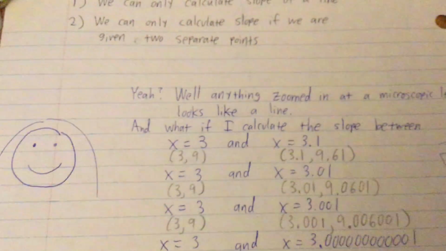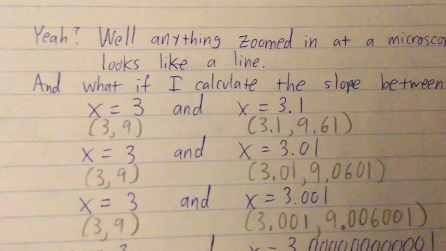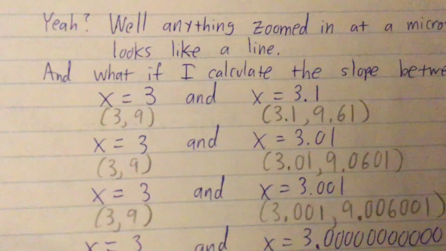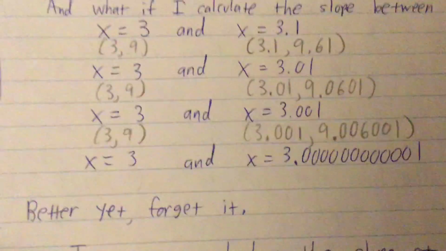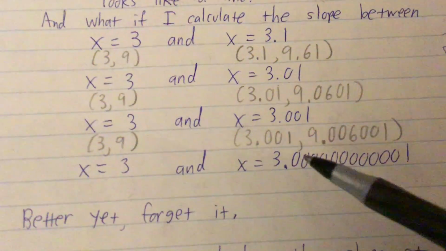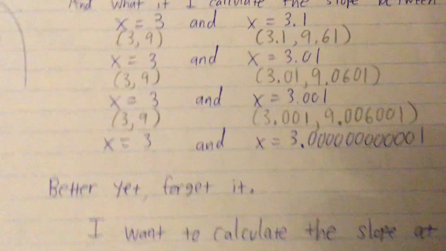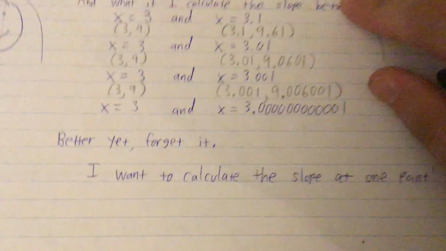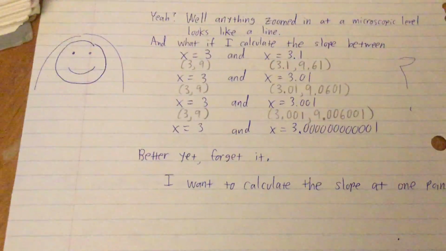So, to your logic, if I calculate the slope between x equals 3 and x equals 3.1, those are two separate points. x equals 3 and 3.01, those are two separate points. x equals 3 and 3.001, those are two separate points. I didn't calculate that in the calculator. You know what? Better yet, forget it. I bet I could figure out a way to calculate the slope at 1 point.